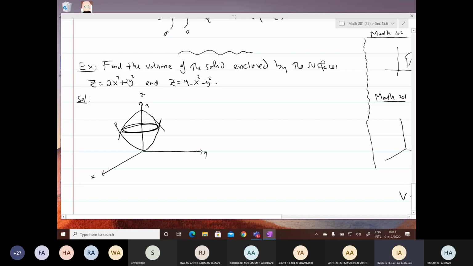So you have a paraboloid opening upward. So this is the graph of this one. And a paraboloid inverted downward. One is opening up, one is opening down. Now we need to find the volume of the solid between them.